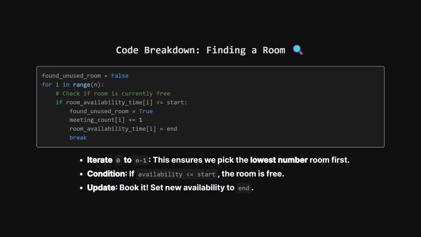This order is important, because the rules say we must pick the lowest numbered room if multiple are free. If we find a room where the availability time is less than or equal to the current meeting start time, great, it's free. We mark it as found, increment the count for that room, update its next availability time to the meeting's end time, and break out of the inner loop.